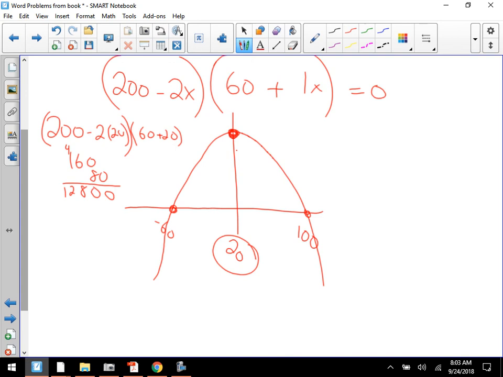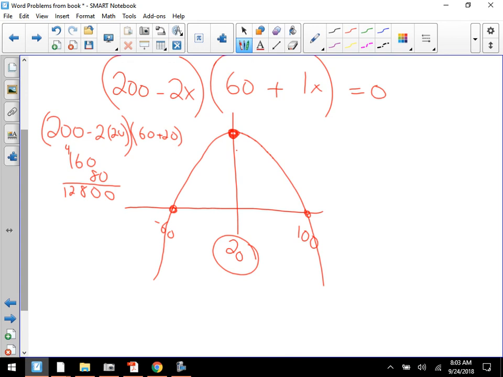I will sell 160 shoes a month, 160 pairs of shoes, at a price of, what did we say that was? Price of $80 and I would sell 160 shoes. Excuse me, I said that backwards.